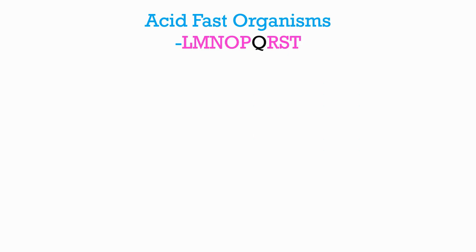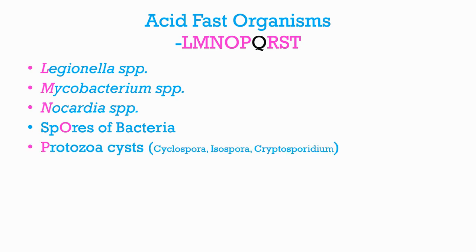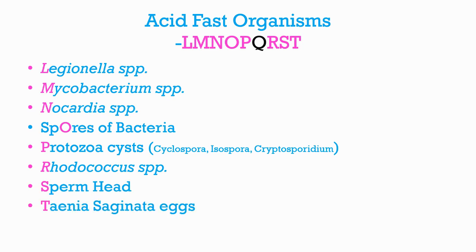Before we move on to the procedure of acid-fast staining, we must know the different acid-fast cells that can be found in clinical practice. A mnemonic for acid-fast cells is LMNOPQRST: L for Legionella, M for Mycobacteria species, N for Nocardia species, O for bacterial spores, P for cyst of protozoa, Q is vacant, R for Rhodococcus, S for sperm head, and T for Taenia saginata eggs.